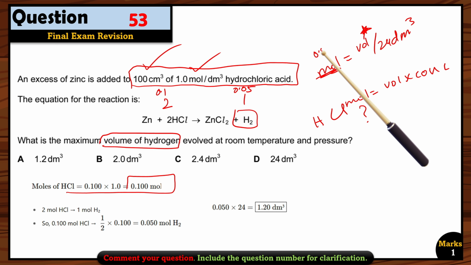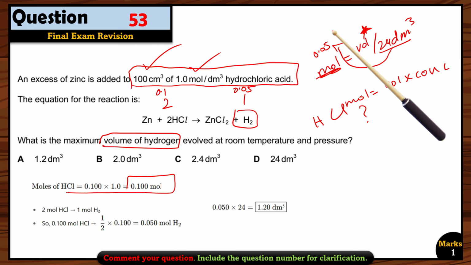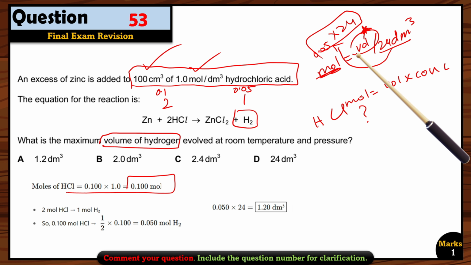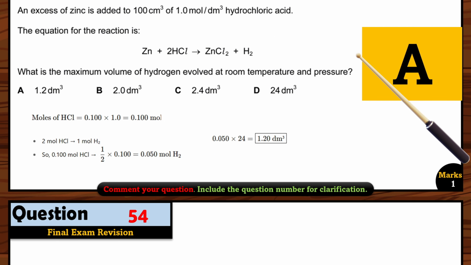Now I can put this 0.05 value here. This is dividing here, it will go here and it will multiply, right? When it's multiplied, you will get your volume. Simple. So your volume will be 1.2 dm³. That is option A. So option A is the right option. I'm telling you again and again, we are just using the moles formula. In all the questions, we have just used the moles formula. You just have to reshuffle it again and again, okay?